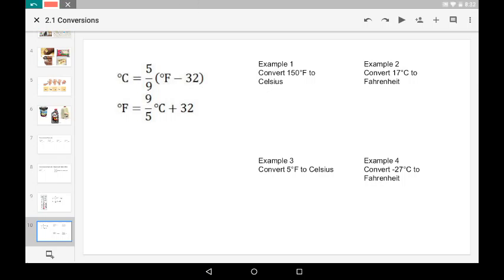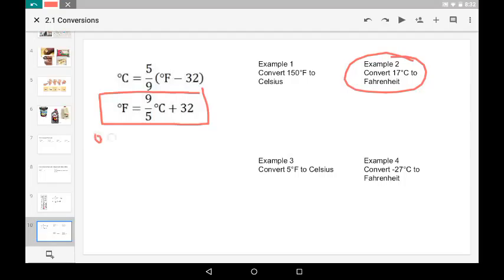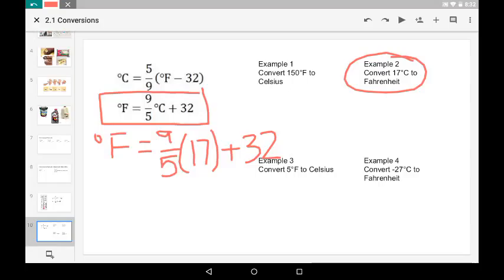Example number 2, converting Celsius to Fahrenheit. You're going to use this equation. Write down your equation. Step number 2, you would plug in your values. 9 over 5 times 17. Make sure when you plug in a number that you put it in brackets so you know you're multiplying by the numbers next to it. So first step here, multiply 17 times 9, then divide by 5, then add 32 at the end, and you'll end up with 62.6 degrees Fahrenheit.